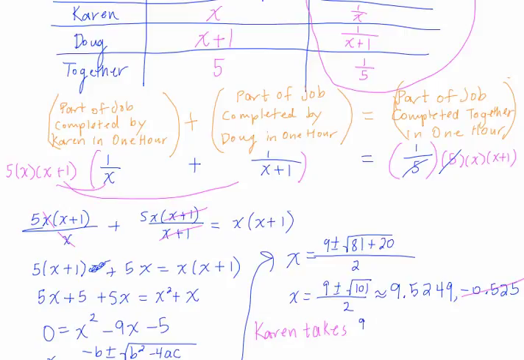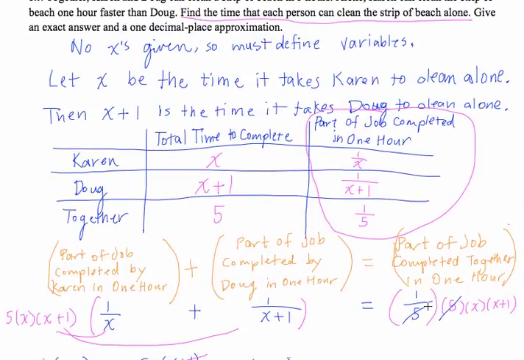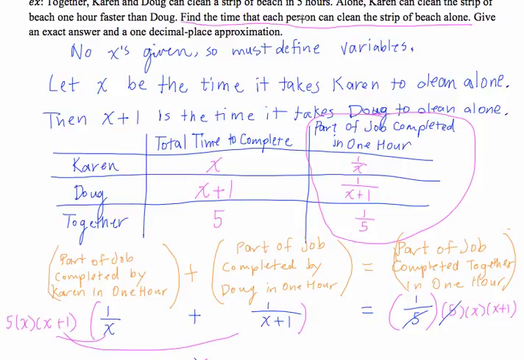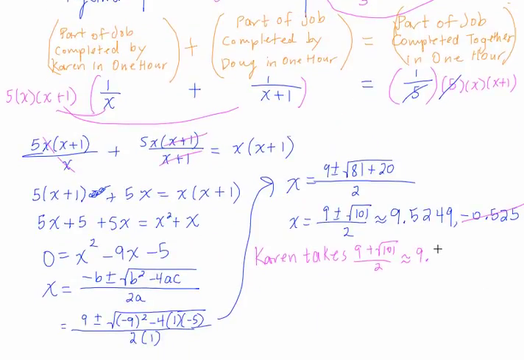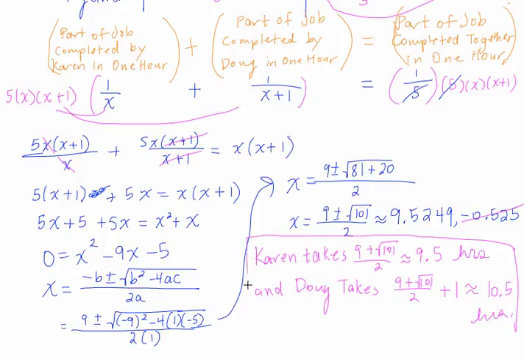So Karen takes 9 plus the square root of 101 over 2, which is approximately 9 point, let's see how many decimals are we rounding to. This is a 1 decimal place approximation. So 9.5 hours. And then Doug takes an hour longer. So Doug's exact time would be 9 plus radical 101 over 2 plus 1, which would be about 10.5 hours. So there is our solution to this problem.